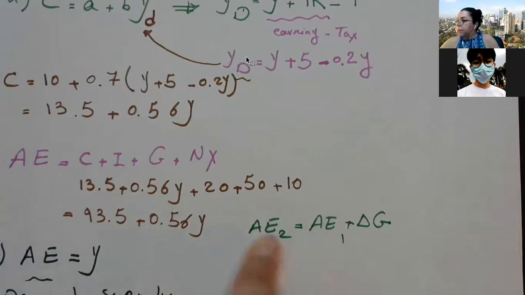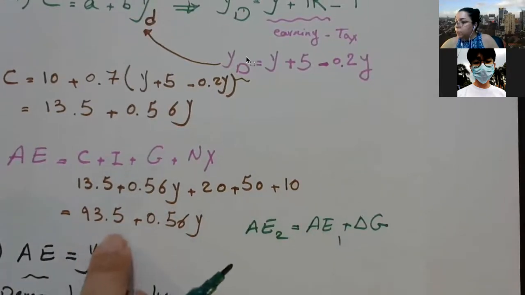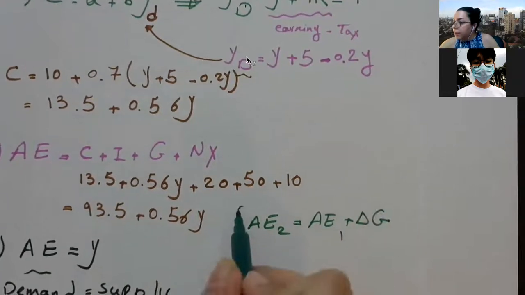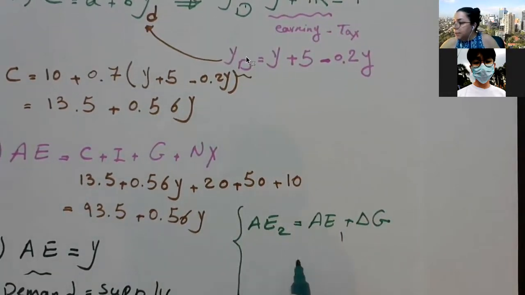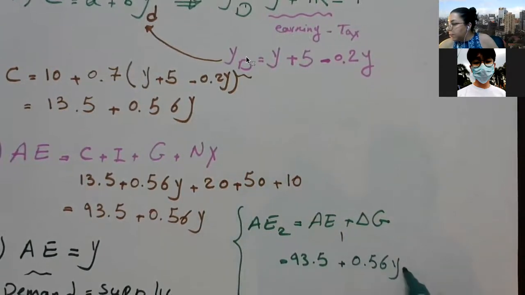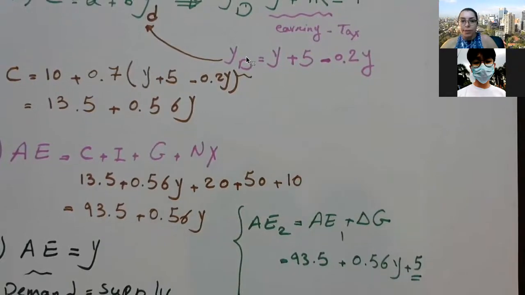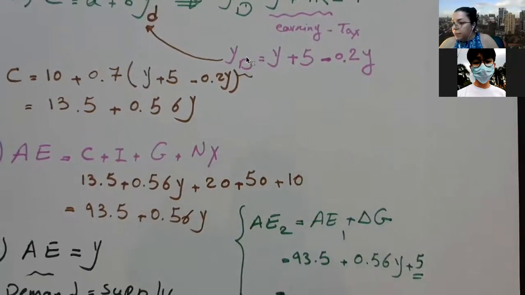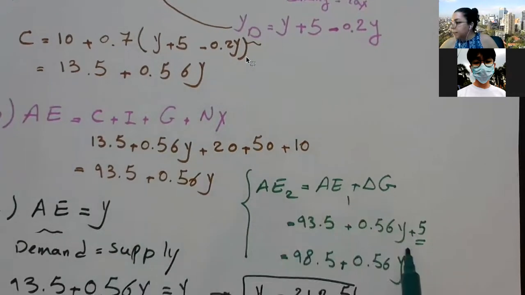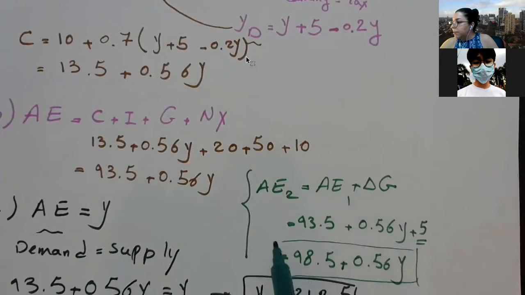So we can just replace aggregate expenditure 1 here, and just add another 5 units. So aggregate expenditure 2 is equal to 93.5 plus 0.56y plus 5, another 5 units extra of G. And it will be equal to 98.5 plus 0.56y. This is aggregate expenditure with the change in government expenditure.